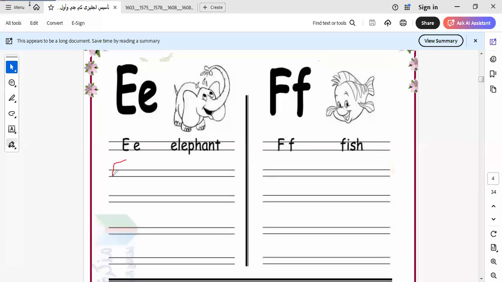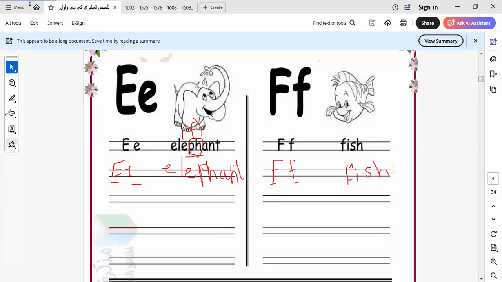It will be capital E and small e for what? For elephant. I would like to say that PH here is pronounced as F, like phone. We say phone, we say elephant. Repeat after me, elephant. So here we have capital E and small e, E for elephant. Capital F and small f for what? For fish. Capital F and small f for fish. Capital E and small e for elephant.